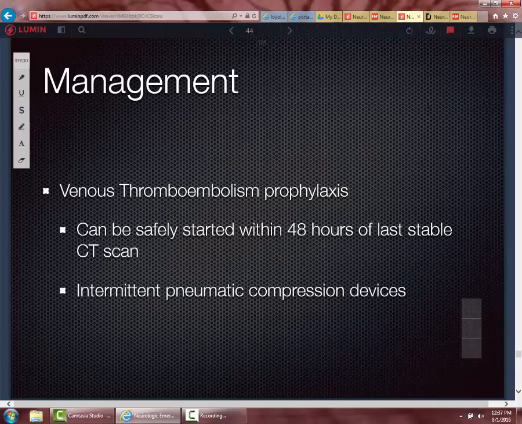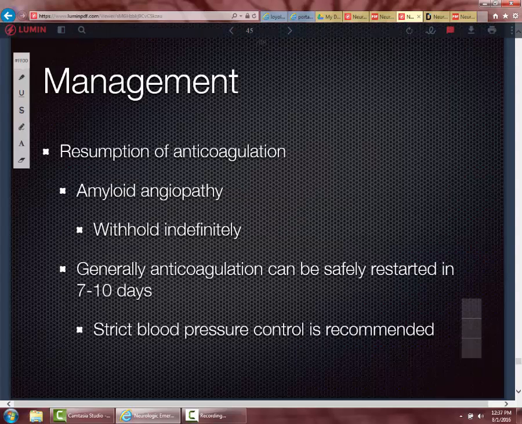I think this question gets brought up a lot from the surgical services: when is it okay to start venous thromboembolism prophylaxis? Sub-Q heparin is fine within 48 hours of the last head CT. That's based off of retrospective data. And then the other common question we get is when is it safe to resume anticoagulation?